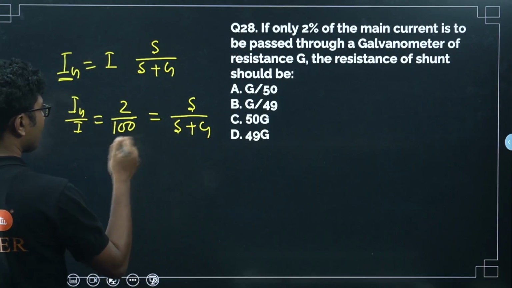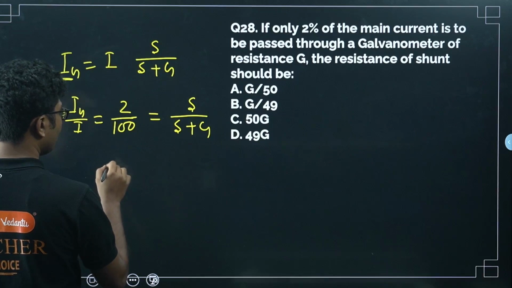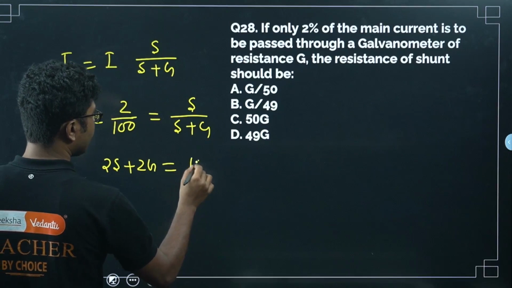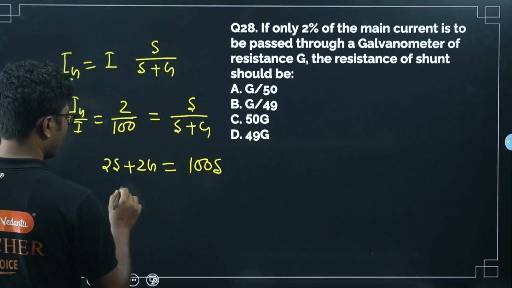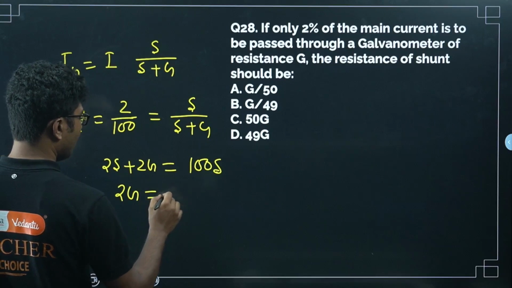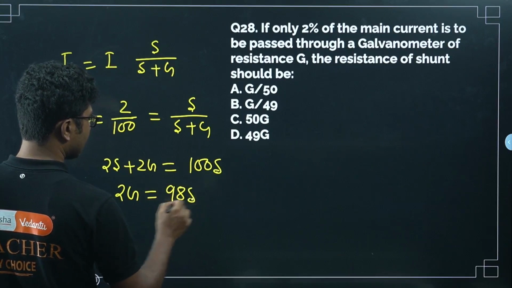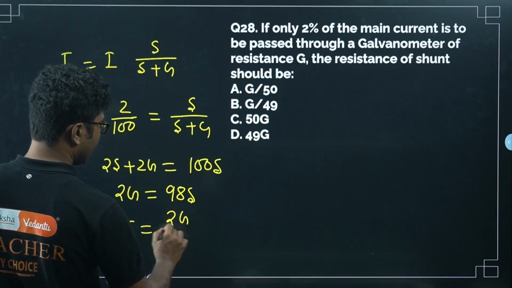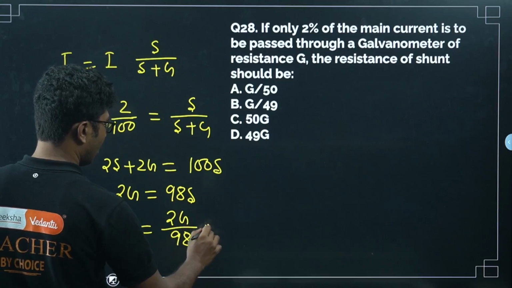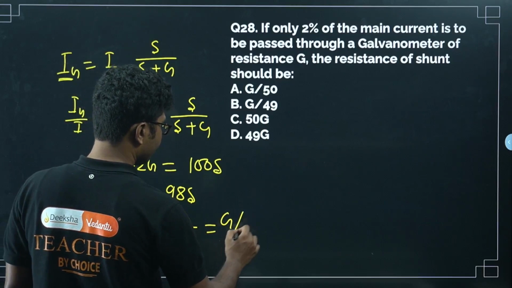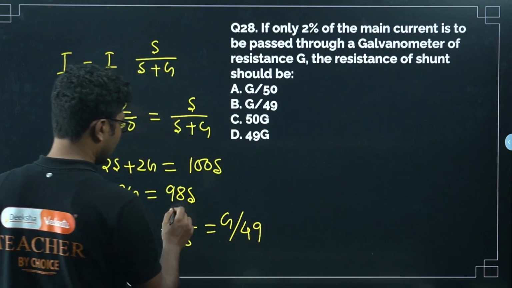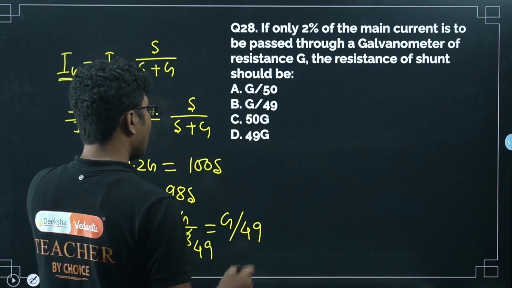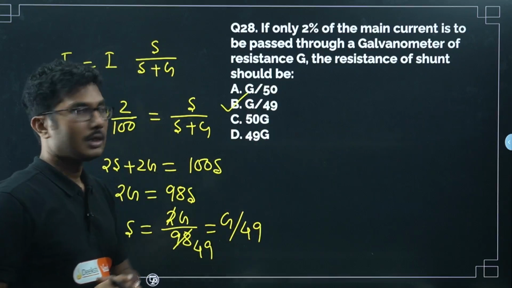Now cross multiply. So 2S plus 2G equals 100S, or 2G equals 98S, or S equals 2G divided by 98, or it should be equal to G by 49, right? So 2 and 98 will cancel, it will give you 49. So G by 49 is the correct answer. Simple problem.